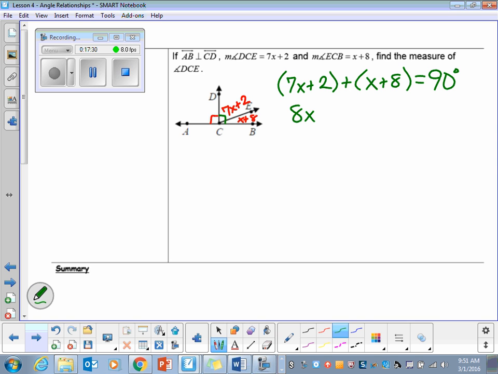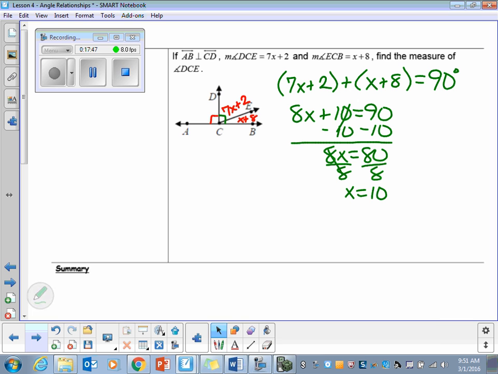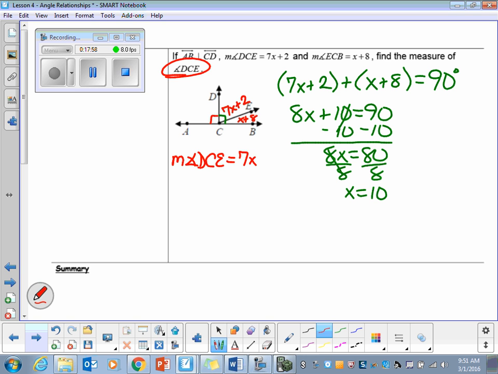All right, so combine like terms. 7x plus x is 8x. 2 plus 8 is 10. Solve your equation. 8x will equal 80. X is going to equal 10. That's not what we're asked for, though. We are asked for the measure of angle DCE. So the measure of angle DCE is 7x plus 2, which will be 7 times 10 plus 2. So the measure of DCE is 72 degrees.